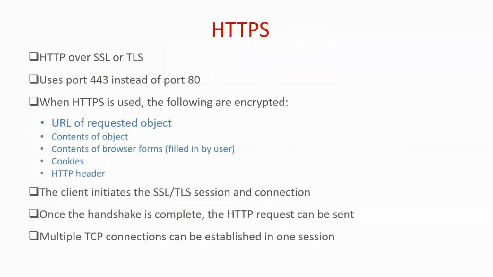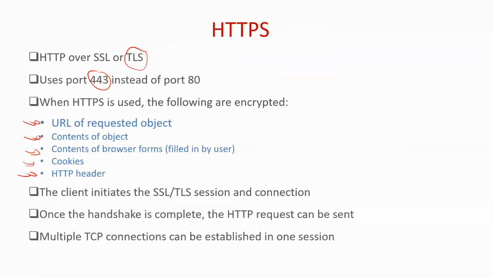Now, if you are using HTTPS, then that means that you're using SSL or more likely TLS at the transport layer. The port number would be 443 instead of 80. And what actually gets encrypted in the message is basically all the content of the HTTP message itself, including the header, including cookies, including the content of the forms that you send, the URL, the contents of the object itself that is sent back to you from the server. Everything is actually encrypted in this case. So if HTTPS is used, no one can actually look at the content of the HTTP requests and responses that you send and receive.